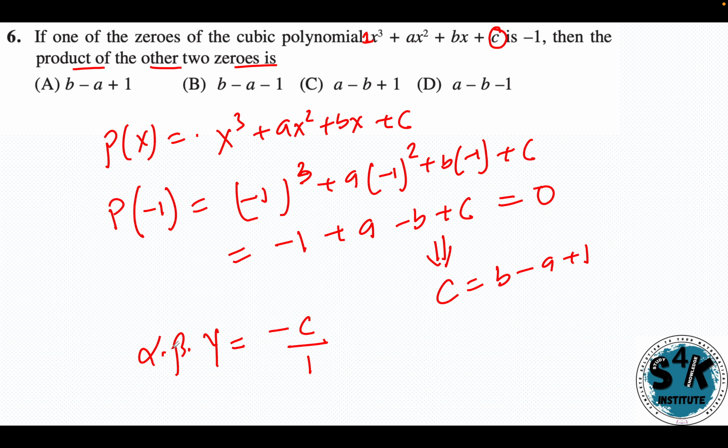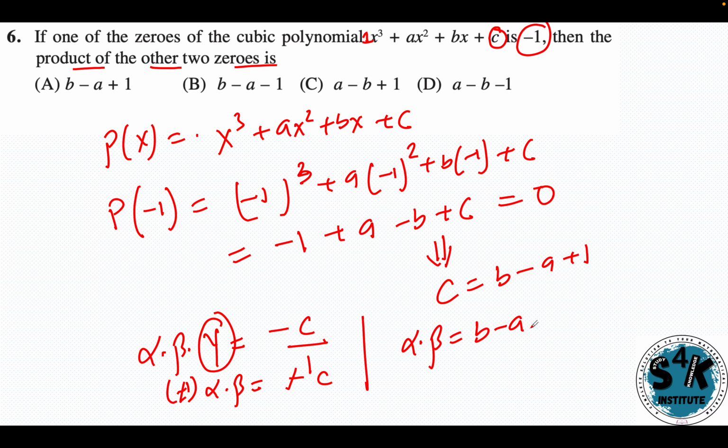We know that one of the zeros is -1, so I'll be substituting -1 here. So for the product of the other two I will get minus c. Minus will get cancelled, so alpha into beta I will be getting is b minus a plus 1. Option A. Okay, let's move to the next one.